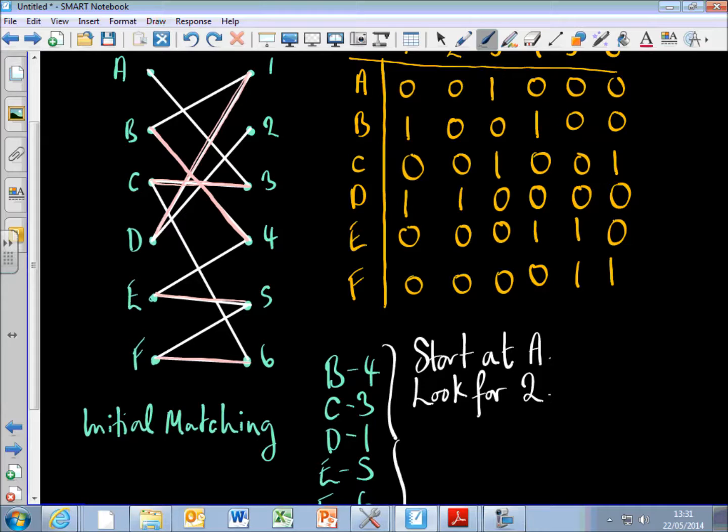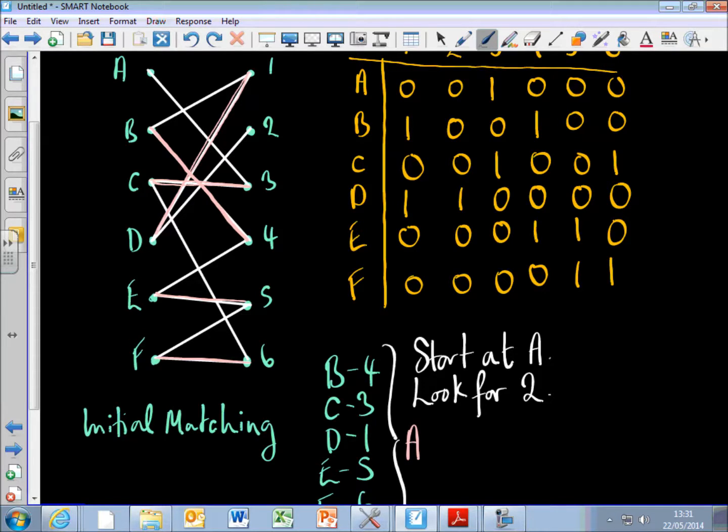It's an alternating path, so that means you move from the left to right, unconnected, right to left, connected. Left to right, unconnected, right to left, connected. Alternating. That's what it's called, an alternating path. Okay? Right, so let's see if we can find a route through. We're going to start at A.